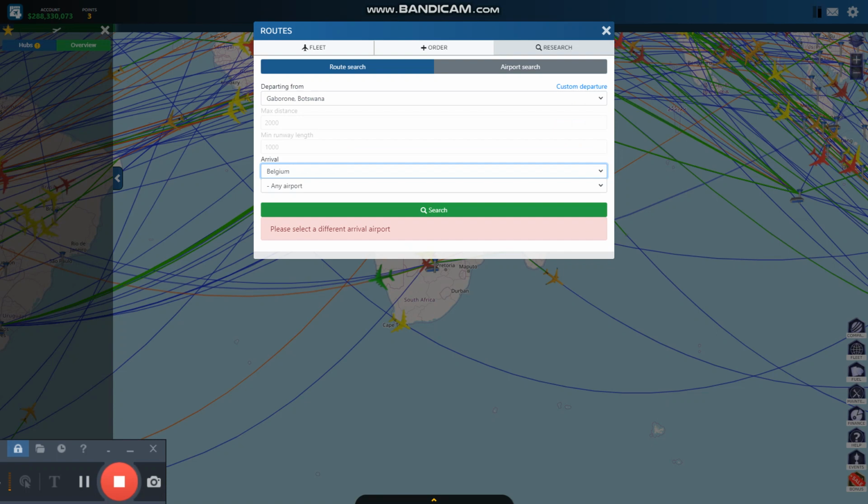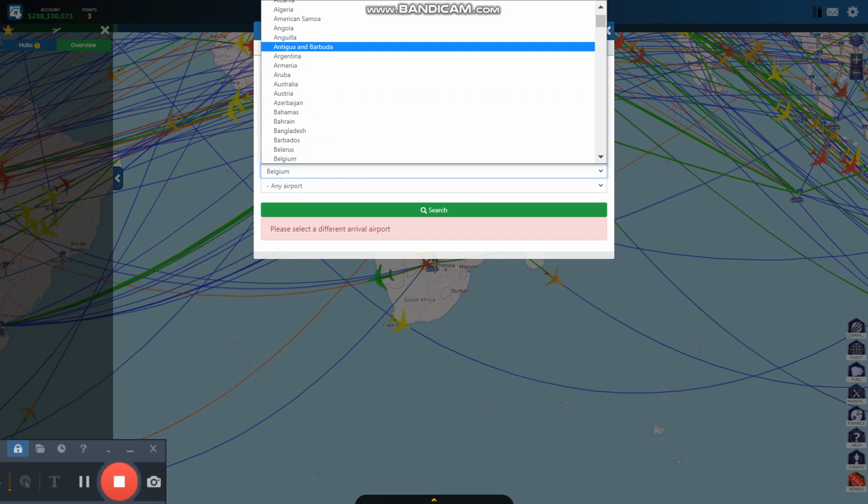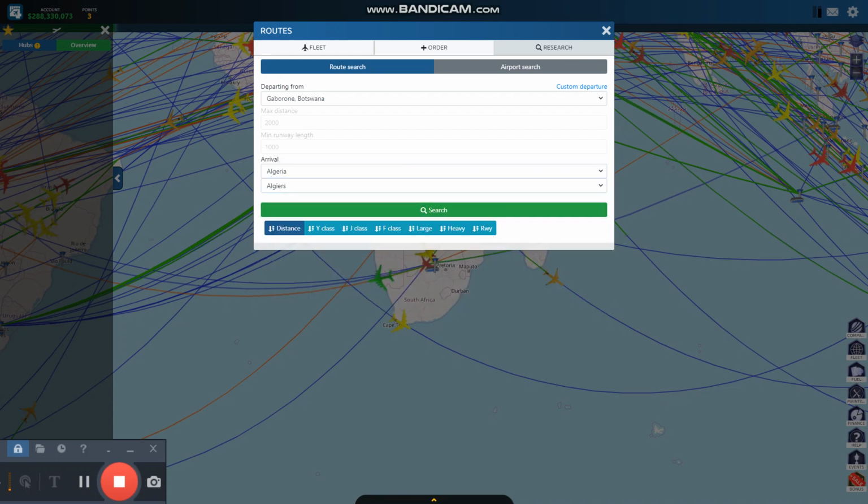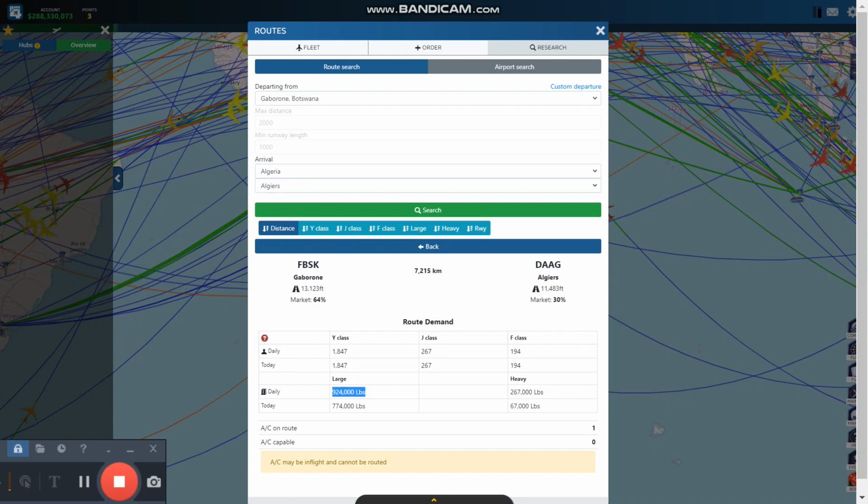Oh, we got to go to Algiers, sorry. 924, 267, right? See what it says? 924, 267, and now Gaborone is on the left and Algiers is on the right. This is the total demand round trip going both ways. Every time I take off, it's going to deduct from this total. So that's what I did not understand the past year of playing the game. Not explained properly.